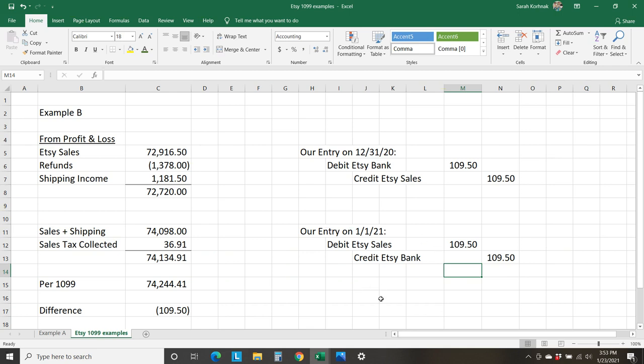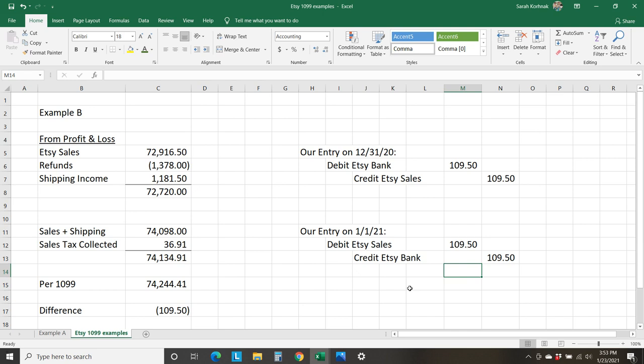Also, by reversing the entry, we don't mess up our Etsy bank balance as of the end of January of 2021. So when we go to tie out our ending Etsy bank balance in QuickBooks to that in Etsy, because we reverse the entry, we're still going to tie out at the end of that month. Okay?